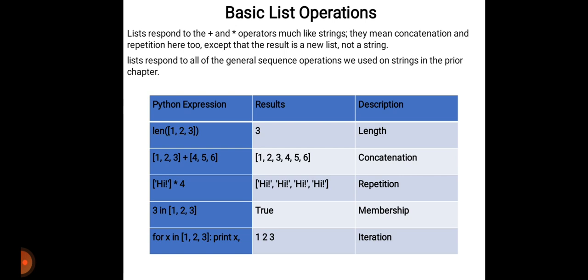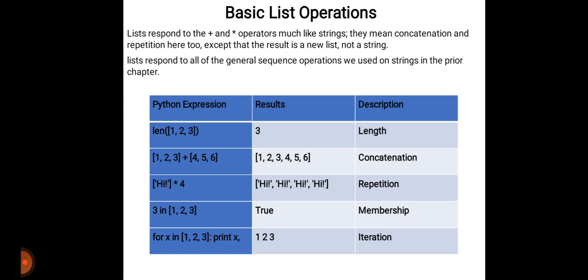Here one table is given in which there is the Python expression, the result, and the description. Len([1, 2, 3]) means the result is 3 and the description is length, meaning there are 3 numbers. [1, 2, 3] + [4, 5, 6] gives [1, 2, 3, 4, 5, 6]. This is concatenation. Here ['Hi!'] * 4 means we have to print Hi 4 times: Hi, Hi, Hi and Hi. This is repetition.